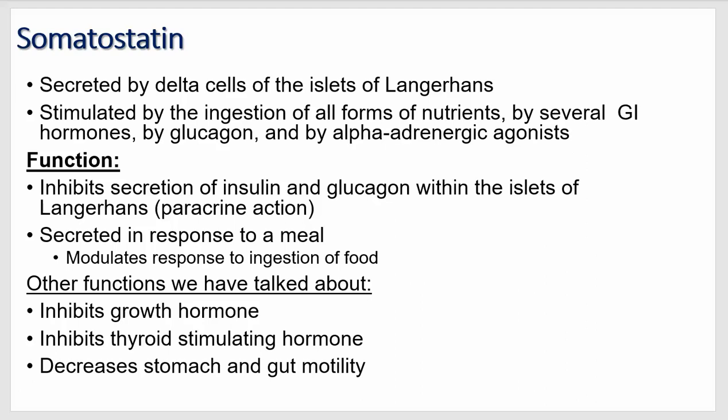So the function specifically inhibits secretion of insulin and glucagon, so it controls the output of those within the islets of Langerhans. Secreted in response to a meal, okay? So it modulates response to ingestion of food. The other functions, I just mentioned some that we've talked about. Inhibits growth hormone, inhibits thyroid stimulating hormone, which is going to cause decreased stomach and gut motility.